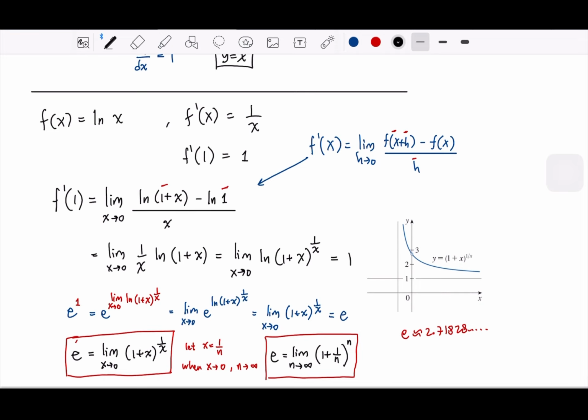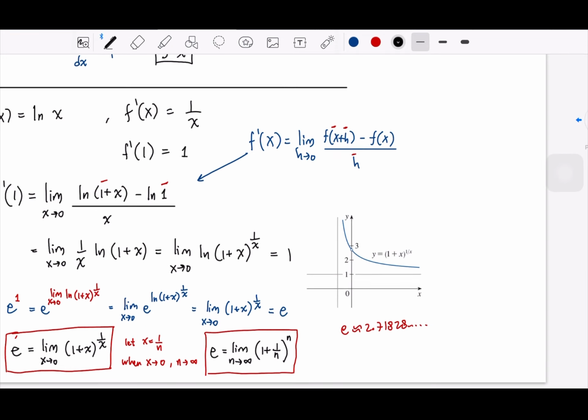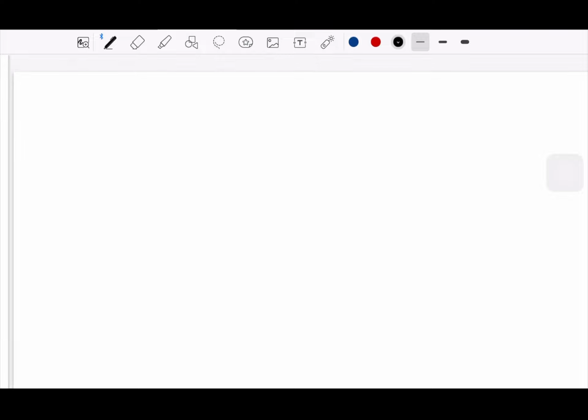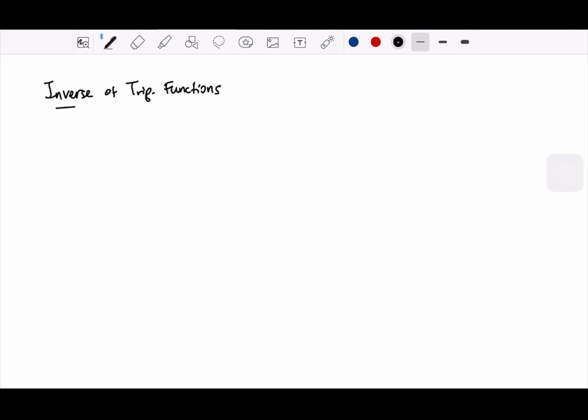Okay, let me go to the next page. The next part is the derivative of inverse trigonometric functions.